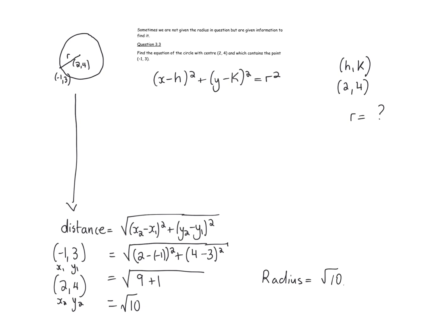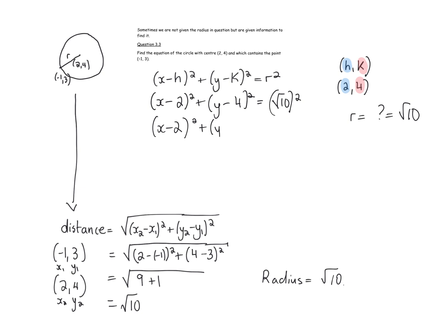Now we can find the equation of the circle because we're able to replace this question mark with square root 10. We have what the centre is: h is 2 and k is 4. So we're able to just fill in the formula from page 19 of the Formula and Tables booklet. It becomes (x minus 2) squared plus (y minus 4) squared is equal to the square root of 10, all squared. Tidying that up a little bit, we get (x minus 2) squared plus (y minus 4) squared is equal to 10. And that's the end of question 3.3.